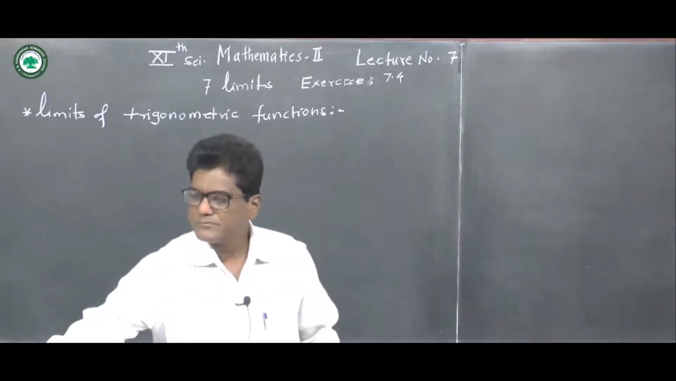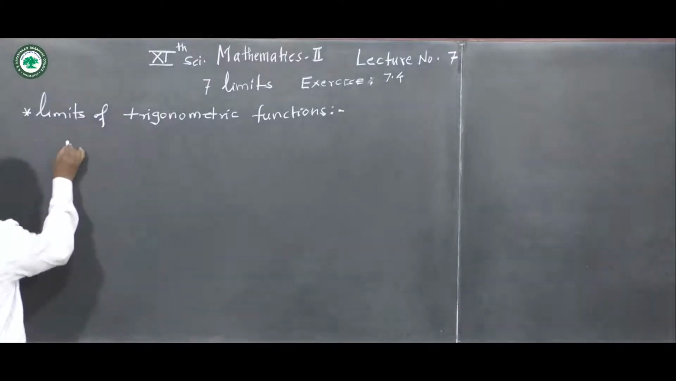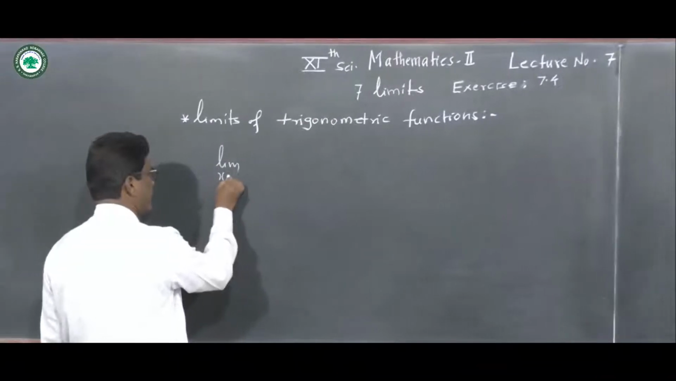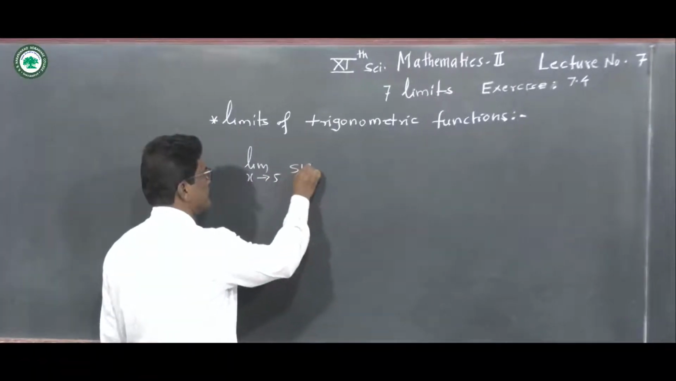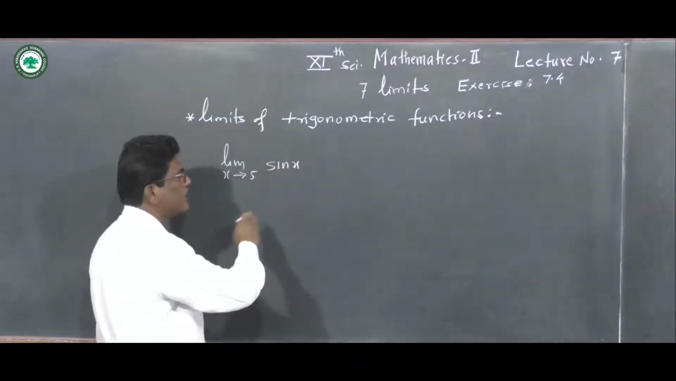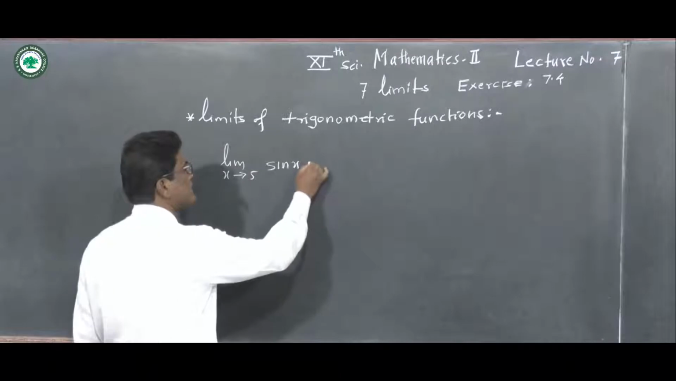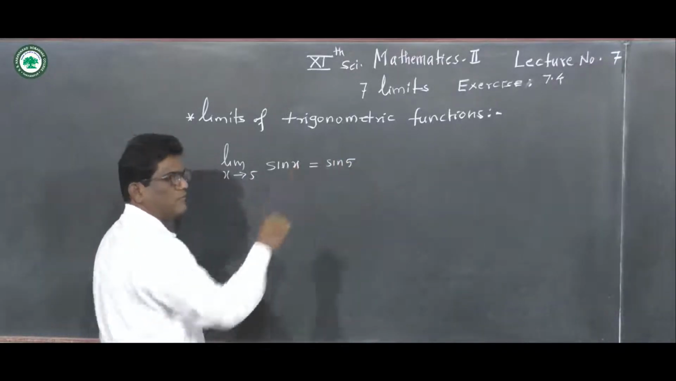Now here, limit as x tends to 5 of sin x. Now see here, in the denominator there is 1. So we put directly the value of x as 5, that is, it is equal to sine of 5. In place of x we put 5.